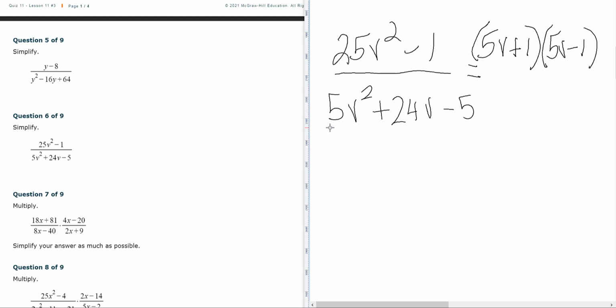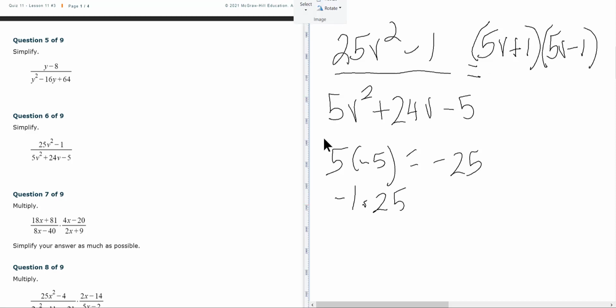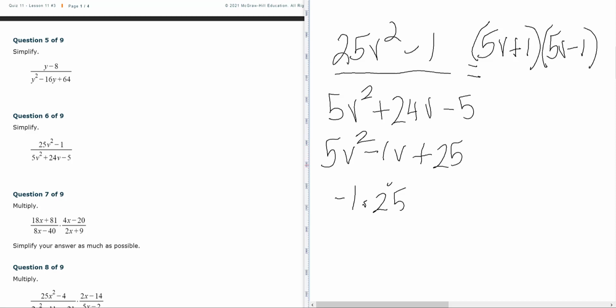Now my denominator is one of those that requires the AC method, because whenever this first coefficient, the leading coefficient, is not a 1 and there's no common factor, we have to multiply A times C. So if I multiply 5 times negative 5, I get negative 25. So that's the number whose factors I need to find, and I need them to add up to 24. So negative 1 times 25. And look, on the very first one, that adds to 24. So I'm going to split my 24 term, and I'm going to write it 5v squared minus 1v plus 25v minus 5.